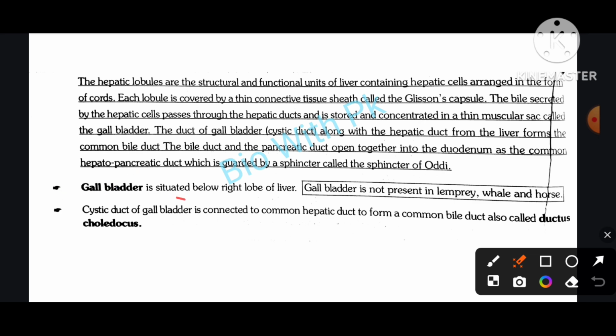Gallbladder. The gallbladder is situated below the right lobe of the liver. Gallbladder is not present in lamprey, whale, and horse. Important: the cystic duct of the gallbladder is connected to the common hepatic duct to form a common bile duct, also called ductus choledochus.